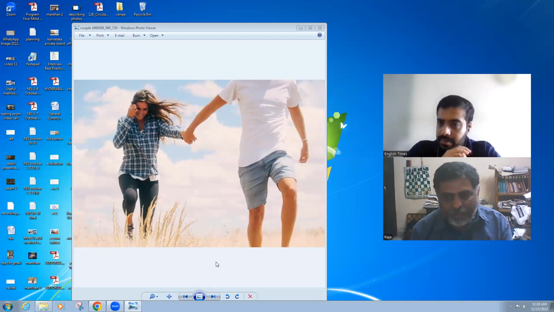Also, if I want to elaborate, we can see clearly there is happiness. She has a bright smile on her face. It appears that she is very happy, and she likes to go to fields.